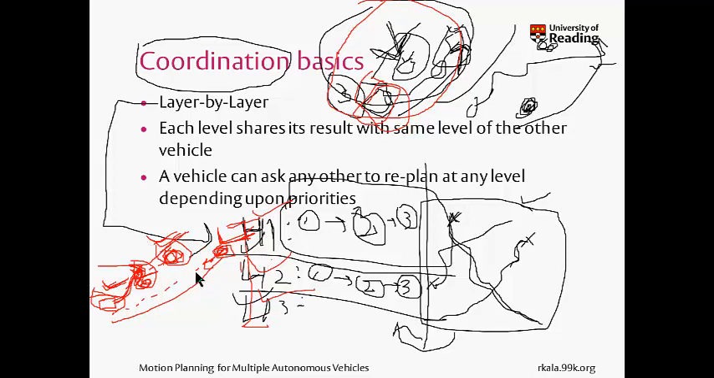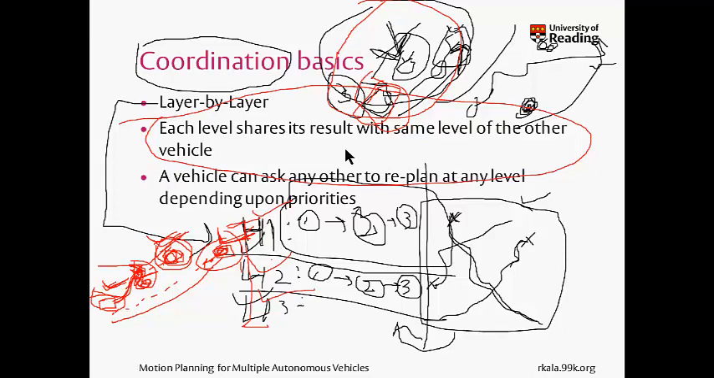So the key point here is that this vehicle does not replan at any level, while this vehicle, if it has a higher priority, replans at the same level or the pathway level, and if it has a low priority, it also replans at the lower level. So the general point, which I'll be covering in detail later, is that any vehicle can be asked to replan at any level. That's a point from the general algorithmic architecture that I need to keep in mind. Any vehicle can ask any other vehicle to replan at any level.